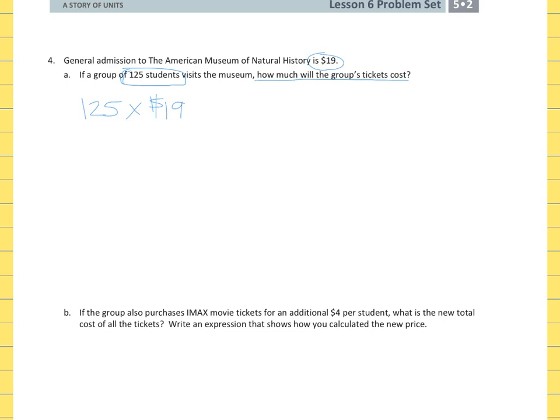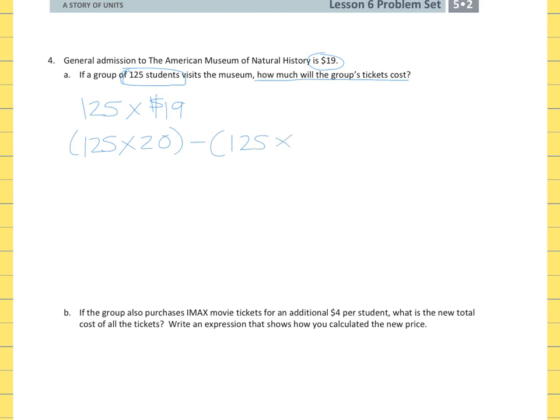But let's go ahead and use some of the mental math strategies we did a couple lessons ago to solve this problem. Because I know that if I did 125, instead of doing it by $19, I'm going to do it by $20. I'm going to go up 1. And then once I find the answer, I'm going to go ahead and do 125.